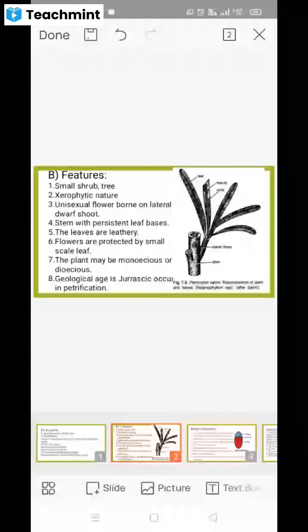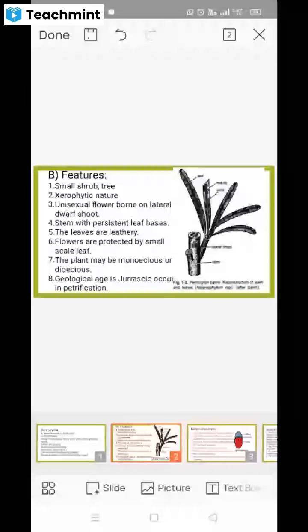Xerophytic characters mean, first of all, the leaves. The leaves in a xerophytic plant are thick, and they have water storage capacity inside the leaves. Like in xerophytic plants such as the cactus, cactus is also a xerophytic plant. So some characters in Pentoxylon show xerophytic nature.